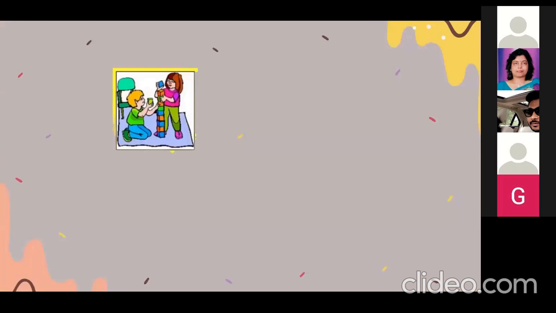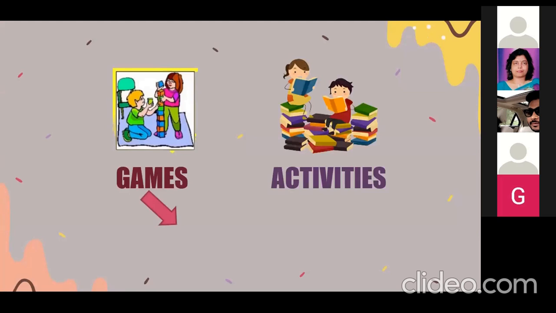So with this, I would like to say that games and activities have a purpose, and the purpose is to actually make the learners independent. So this is the purpose of games and activities. Both of them have the same purpose. They want to make the learners independent learners. They want learners to learn on their own. They want learners to acquire information on their own. And that is very important.